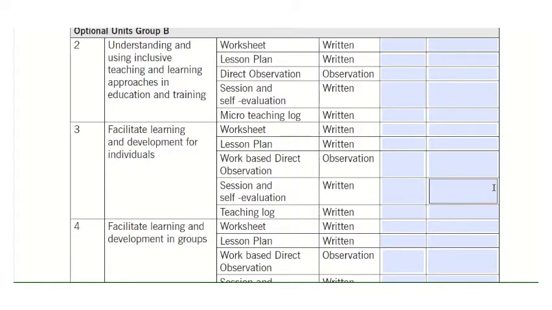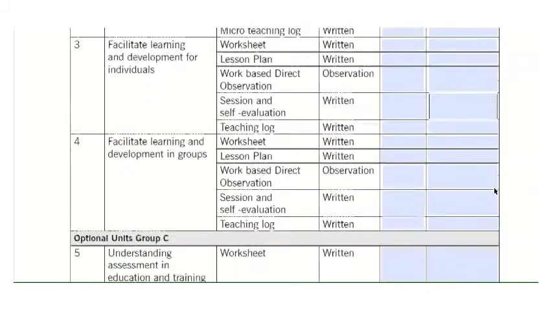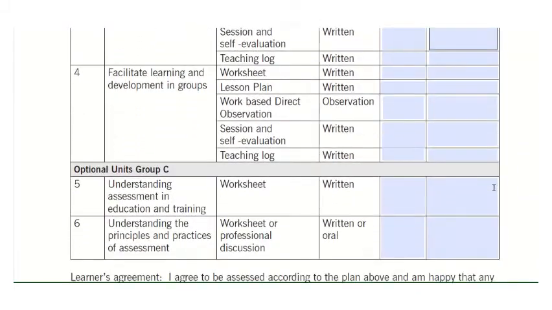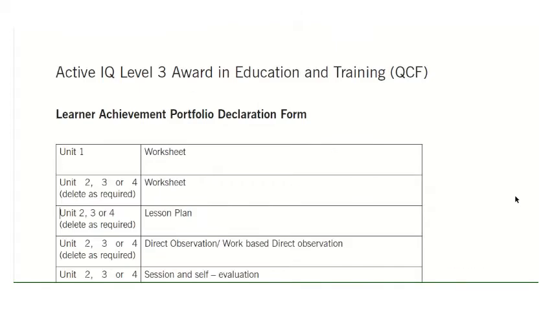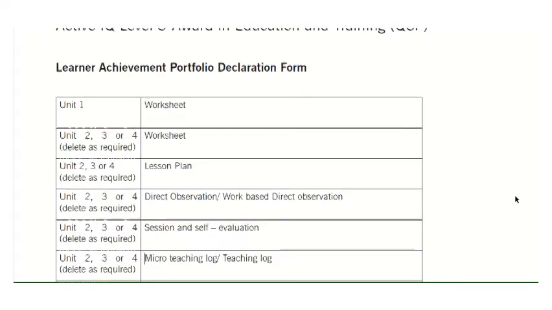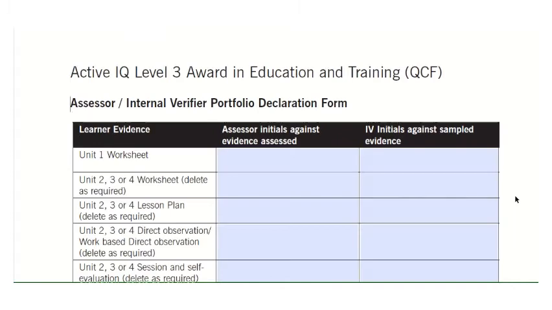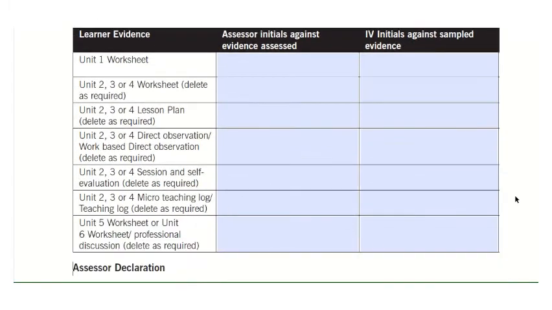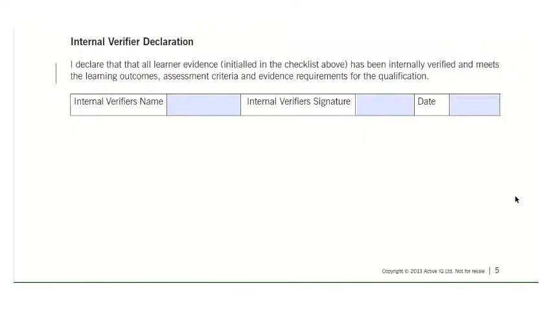And then if we go down a little bit further, we're going to do Unit 6, which is understanding the principles and practices of assessment, and we'll be doing the worksheet. Okay, so those are what we're going to go through. If we go down, your tutor will guide you through, they will complete it, and we will get to the worksheet.